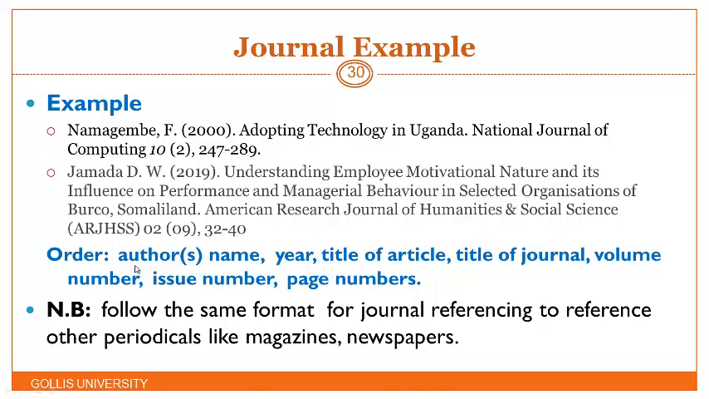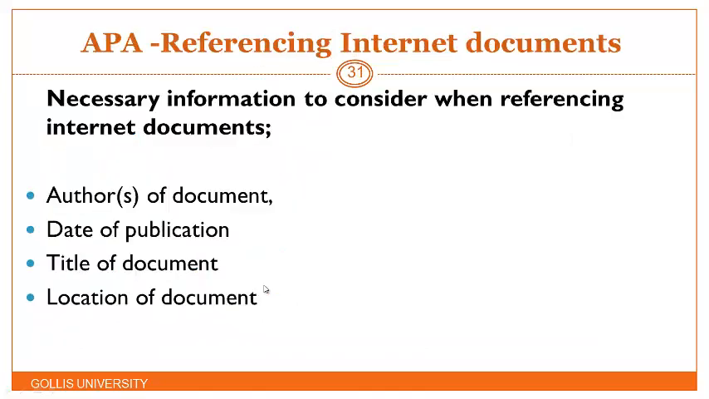This is the order. You have the author's name, the year, the title of the article, the title of the journal, the volume number, issue number, and the page numbers. Follow the same format for journal referencing to reference other periodicals such as magazines and newspapers. You follow the same format as referencing a journal.